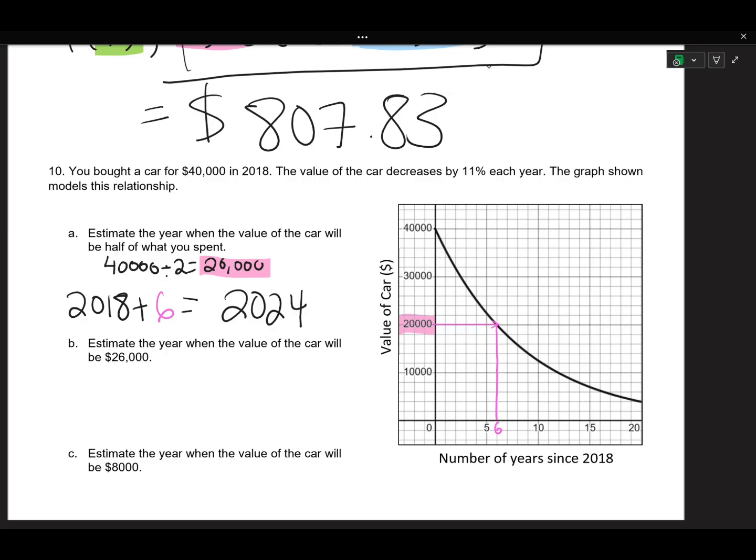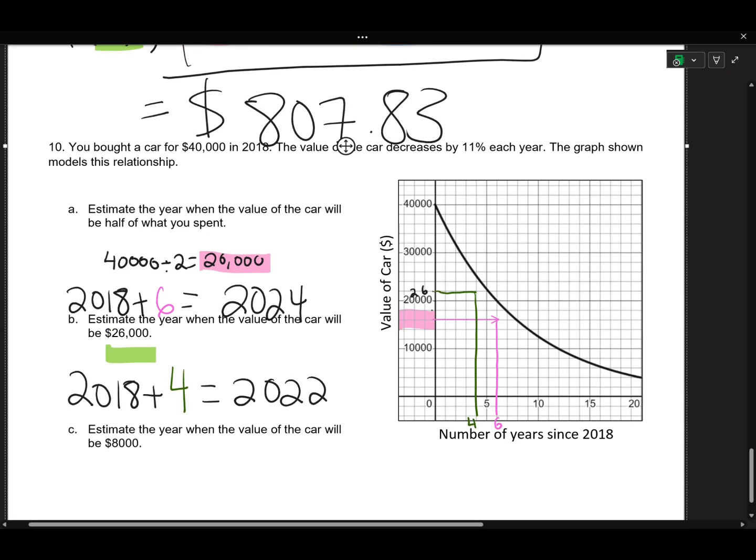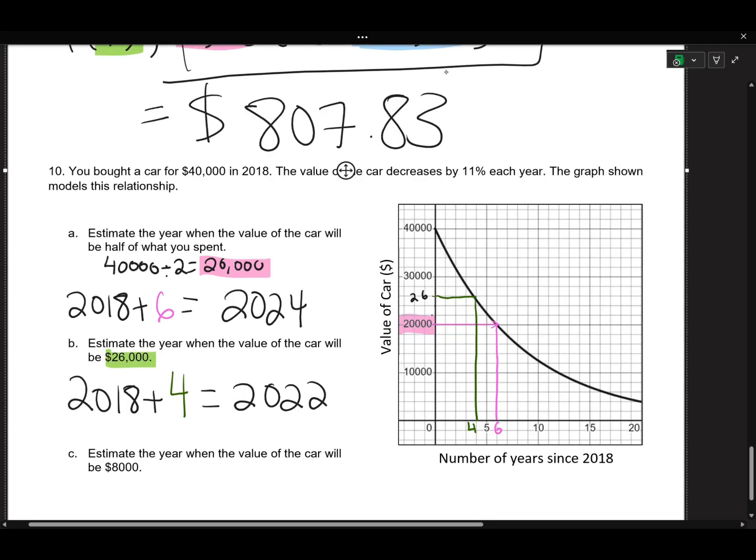Let's see the year where it will be 26,000. 26,000, looks like it's going by 2,000s. So 26 on the sheet. 4. 4 isn't a year. We have to find out what actual year it is by doing 2018 plus 4. Now we get 2022. Lastly, let's estimate the year where the car will be at a value of $8,000.